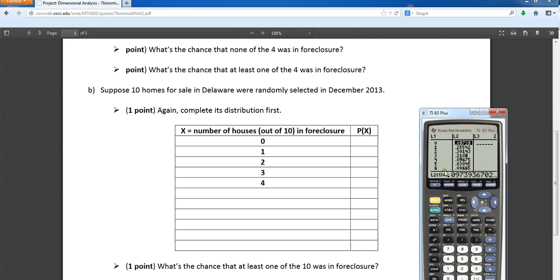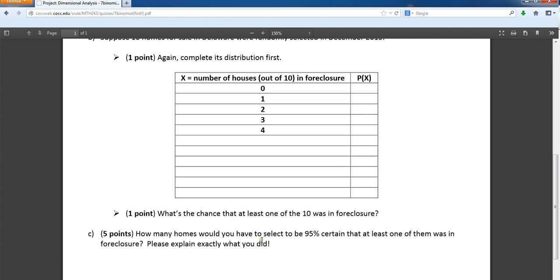So that's that. And last but not least, how many homes would you have to select to be 95% certain that at least one of them was in foreclosure? Now, what I want to do with this one is I want you to think about it from your second project. This is a pumpkin seed problem. How many pumpkin seeds do you want to plant to be at least 95% certain that at least one is going to germinate?